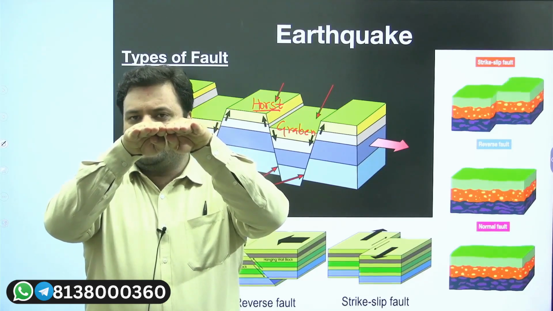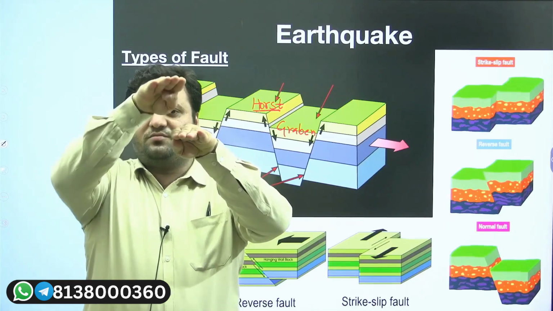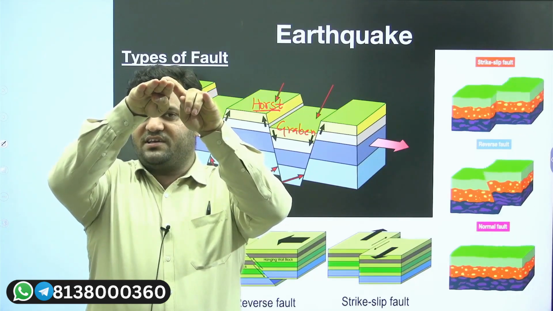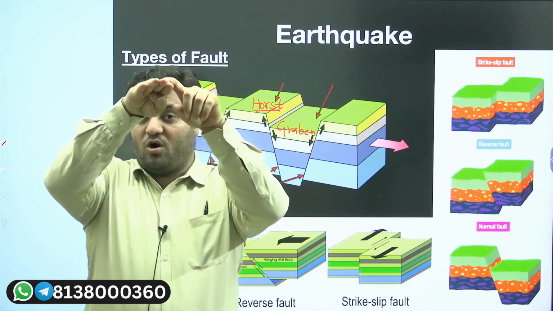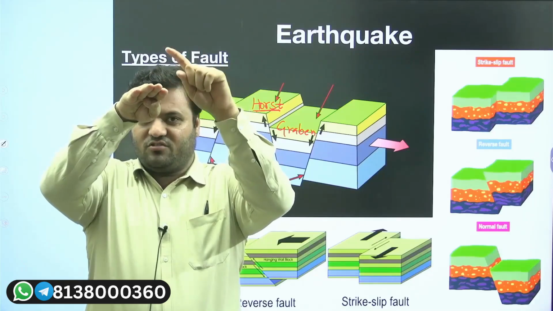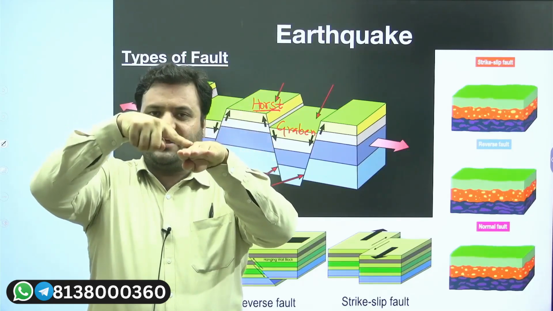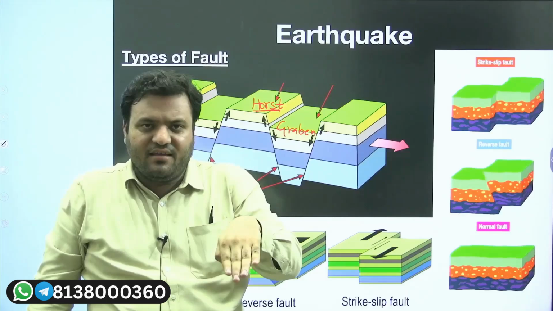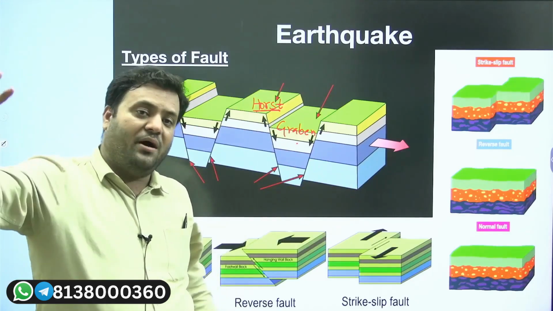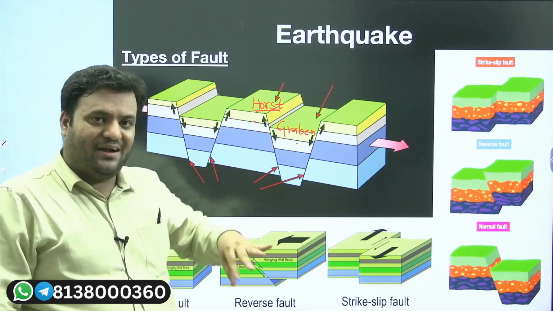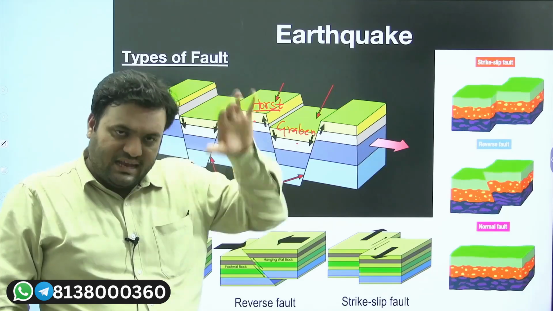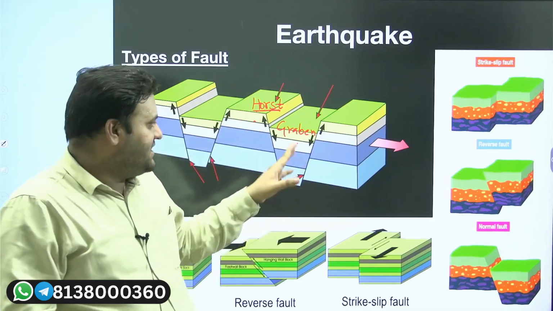Second, we may have the condition where this block is above, so this will be called horst, and this will be called graben. So the part which is sinking is called graben, and the part which is above or getting above will be called what? The part which is sinking or comparatively lower in terms of elevation will be called graben.